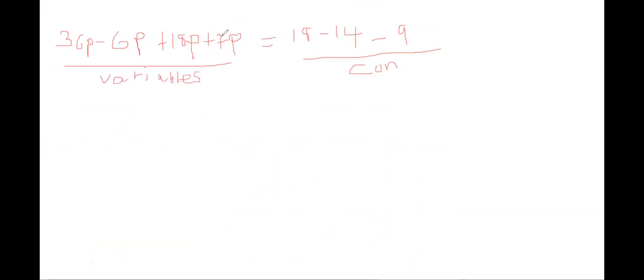Remember, our goal is to find the numerical value of P. So 36P minus 6P plus 18P plus 7P, it will give you what? 55P. You can confirm it, which equals 18 minus 14 minus 9, which will give you minus 5. Remember, our goal here is to find the value of P. So how can we find the value of P? Or we want to make P the subject of the formula in mathematical language. In plain English, we want to make sure that P stands alone.